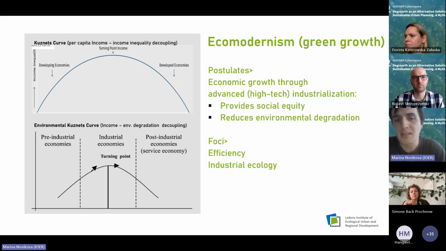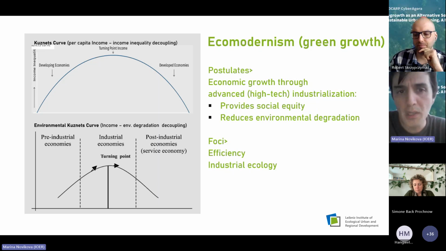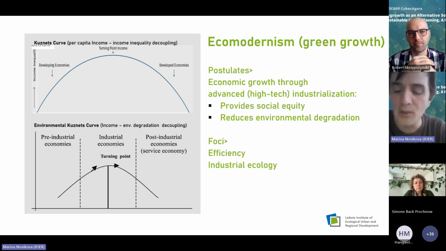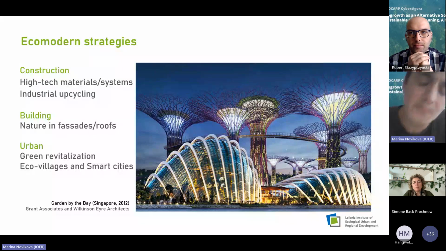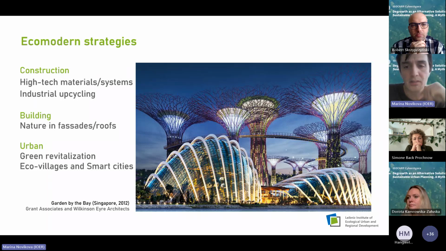Examples that we have might be Manchester, 19th century versus 21st century in terms of pollution. Even the Elbe River in my city could be an example of how much better it has gone. And it has to do also with the idea that economic growth can be decoupled from inequality. So one can grow economically through industrialization, and at the beginning inequality will rise, but then will be reduced. In our research, we have identified, so to say, what are the spatial translations of these eco-modern strategies. And we identified them at 3 levels: construction, building scale, and urban scale. I will go very quickly onto that.